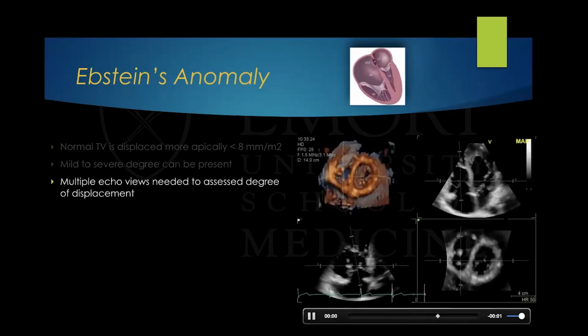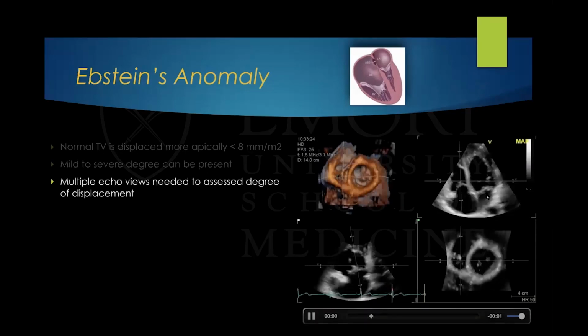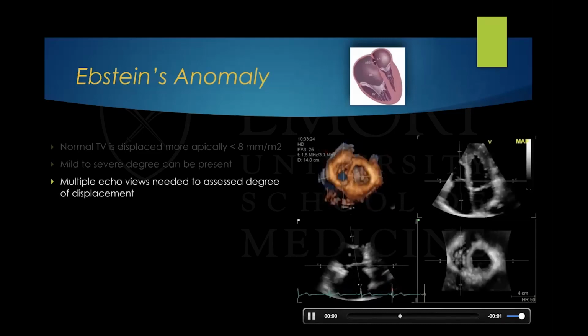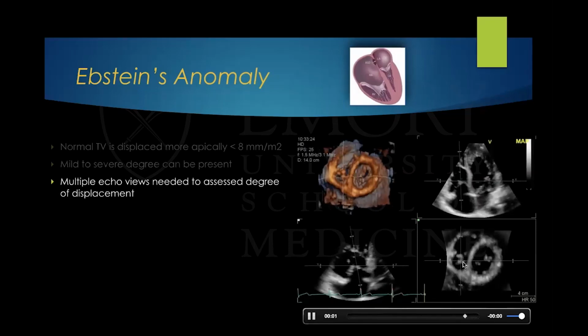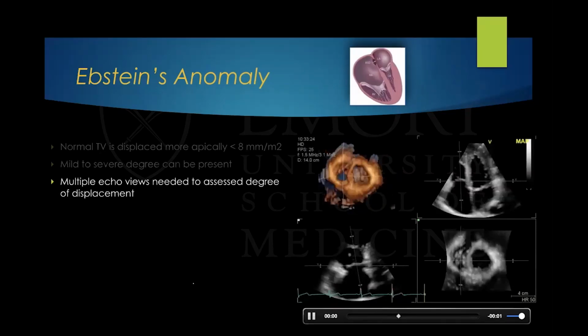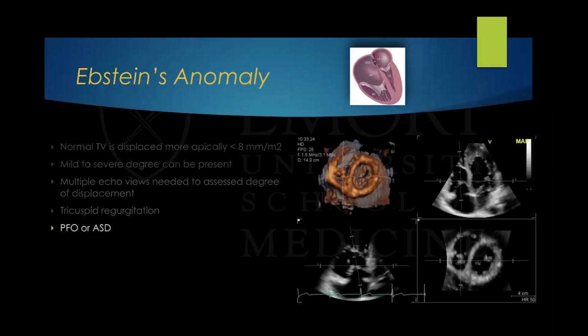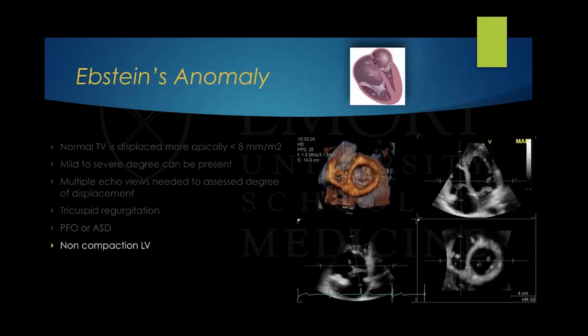And I'm just putting multi-plane images of this tricuspid. So you'll see in the 4-chamber view, there is this apical displacement. And then this is the 2-chamber view. And this is a short axis at the level of the tricuspid. There is usually an association of tricuspid regurgitation with this. PFO, like I mentioned before.